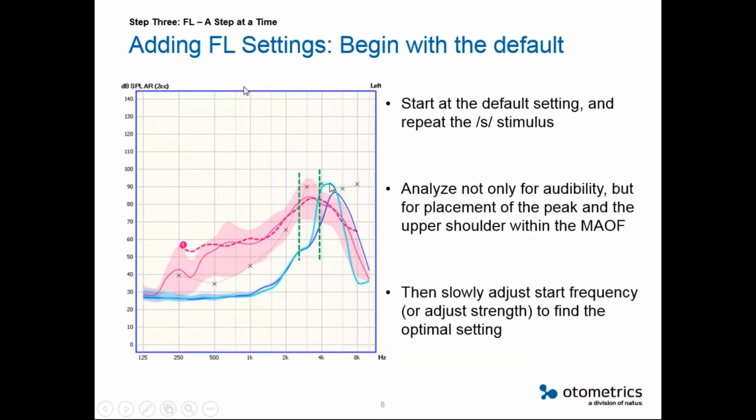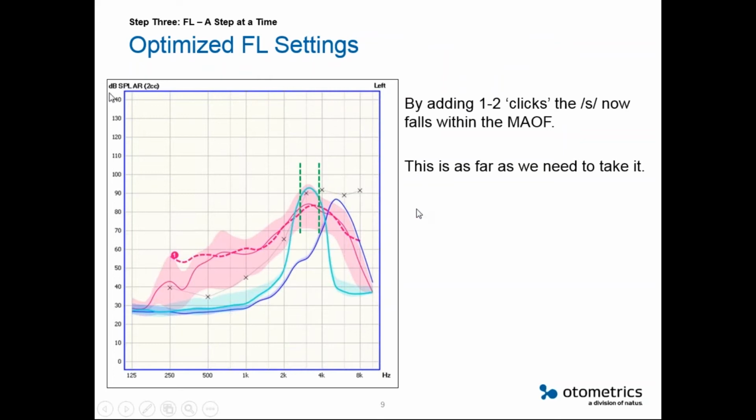The peaks of the S are just crossing the patient's audiometric thresholds into their dynamic range, but I certainly haven't moved the peak or the shoulder into the MAOF. So in this case, I would slowly start adjusting the frequency lowering strength. And by adding, in this case, 1 to 2 clicks, the S now falls within that MAOF. It's audible, it's above the patient's threshold, and the peak and the upper shoulder fall within the MAOF. And that's as far as we need to take it. It's recommended that we be as conservative as we can. I'll cap that at the end with a little bit of evidence about that.